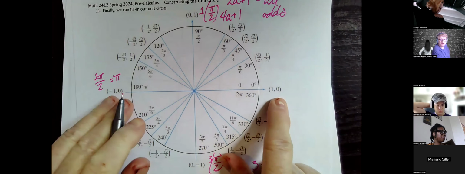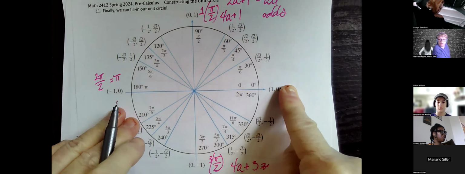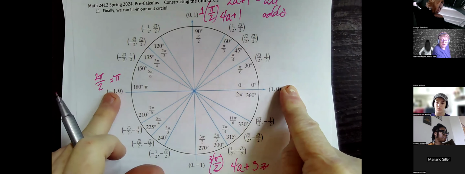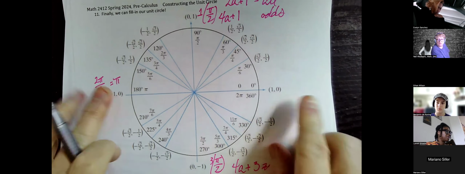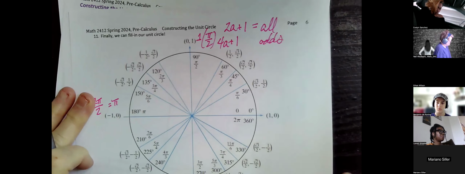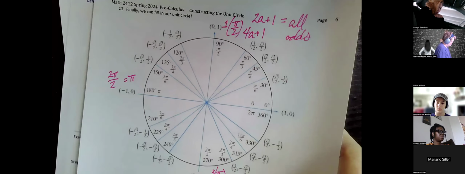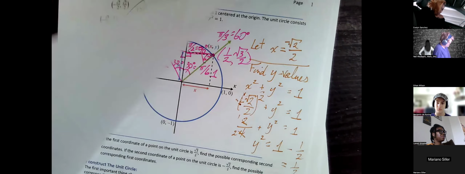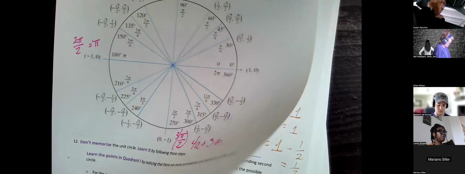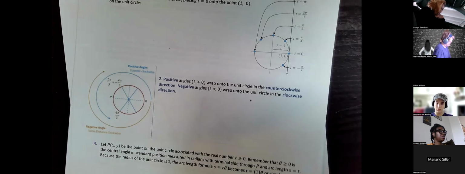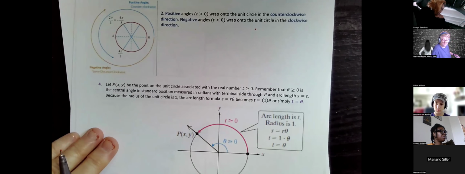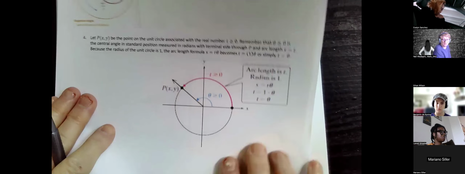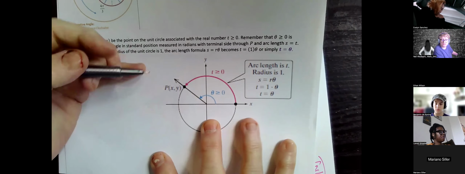And here, if you know it's even, it's going to be on the right. If you know it's odd, it'll be on the left. Okay, so we've kind of got that down. That's beautiful. Let's connect some values.